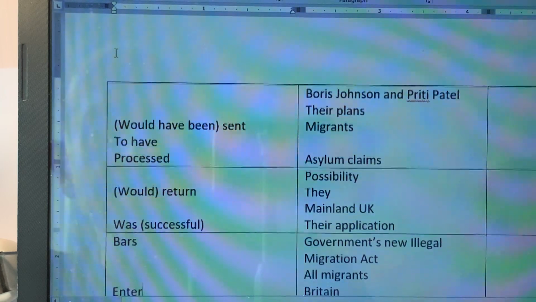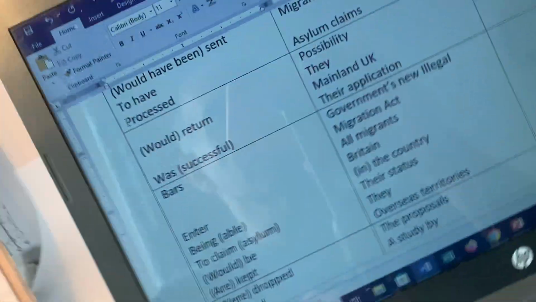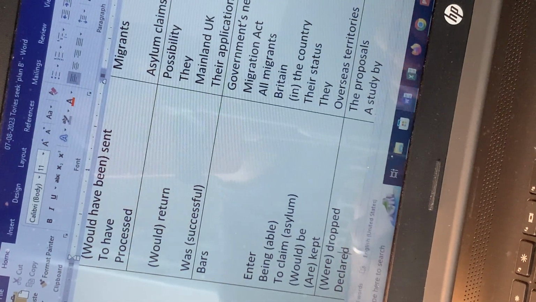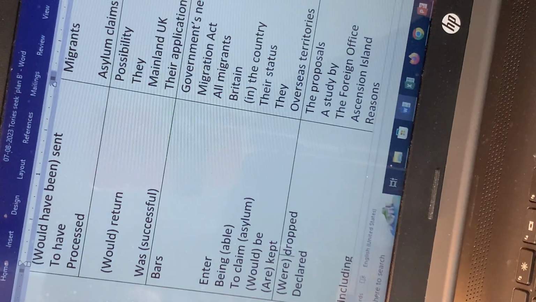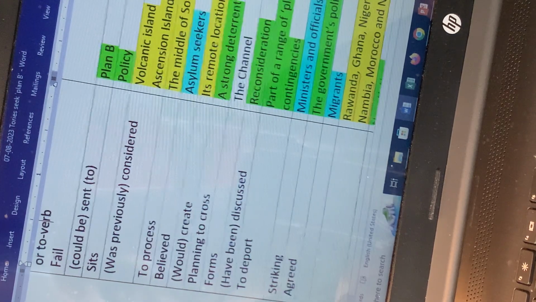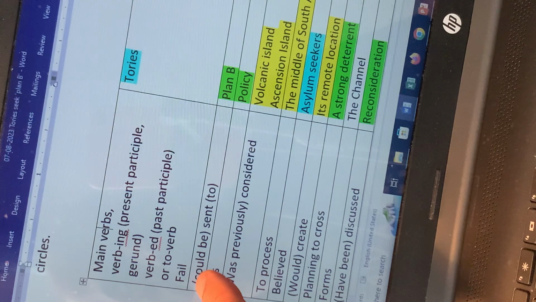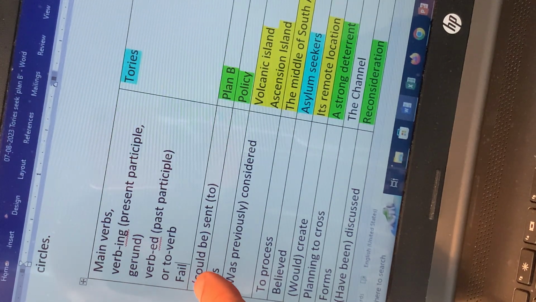But you can tell that these verbs that I'm using here, and it's very important when I'm talking about these verbs to explain them well to you. I'm just trying to focus on the verbs. Okay, let's go back to the verbs. Now, you can tell that could be sent, for example, is fail. Okay, fail is a normal present.